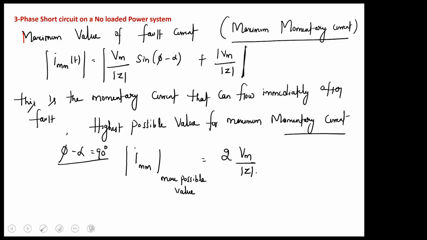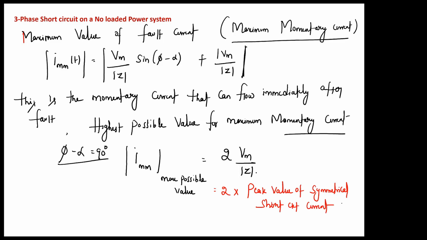That is 2 times the peak value of the symmetrical short circuit current. What is the peak value of the short circuit current? Vm by mod Z. So the maximum possible value of the maximum momentary current is 2 times the peak value of symmetrical short circuit current. So current in any possible condition cannot exceed this value.